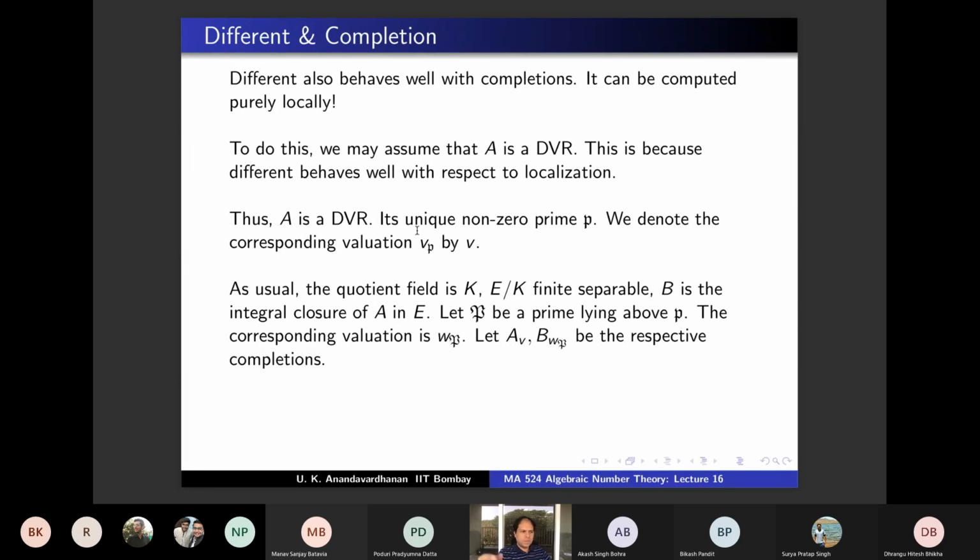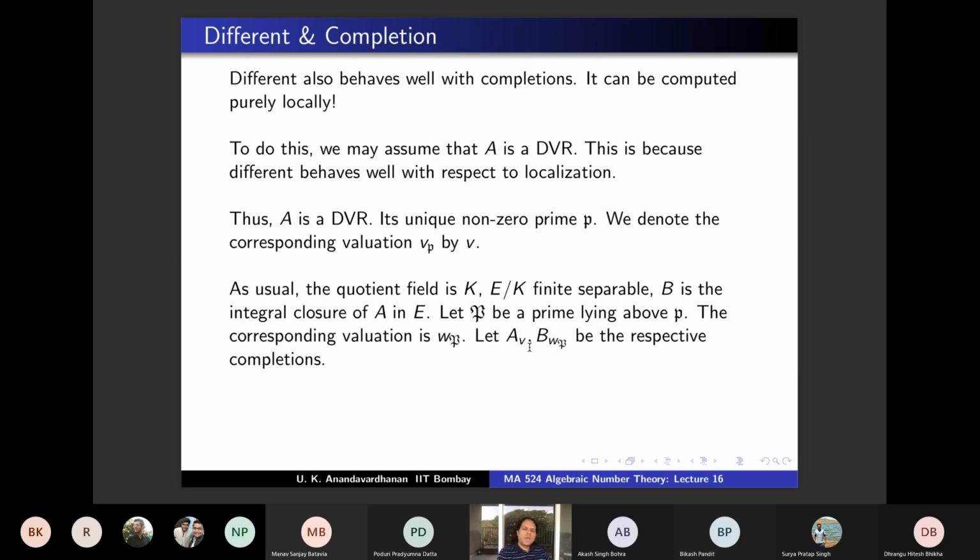So a typical example is you have Z inside Q, and you take a prime number. At that prime number, if you complete, you get Q_p, the p-adic numbers, and you take the closure of Z in Q_p in that metric, and that is Z_p. So that's a completion. That's what we mean by completion.